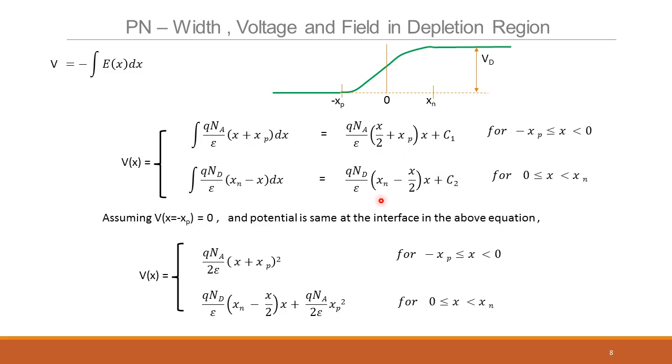Here actually it's very easy, because if I substitute x equal to 0, both these terms go to 0. All it says is C1 equal to C2. Then I put x equal to minus xp, voltage is 0, so I can calculate C1, and once I calculate C1, I know C2. So I know C1 and C2, and I just substitute back in these equations to get these forms. So relatively straightforward equations to solve. The more important thing is to understand what is happening, what the equations tell us.